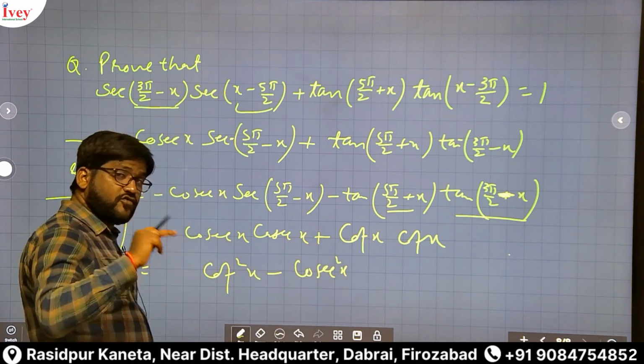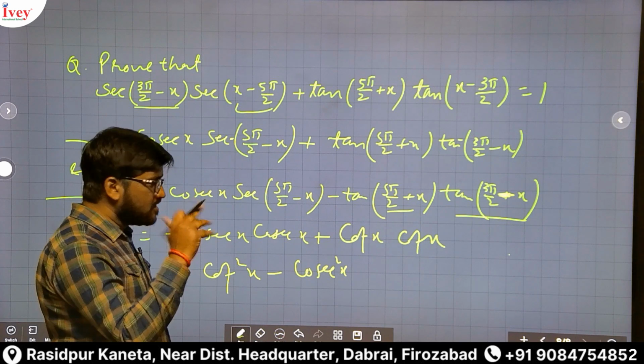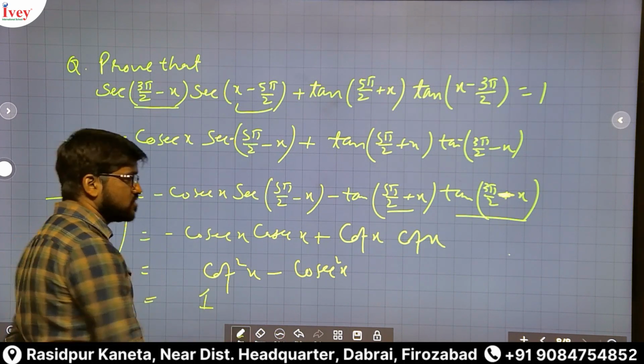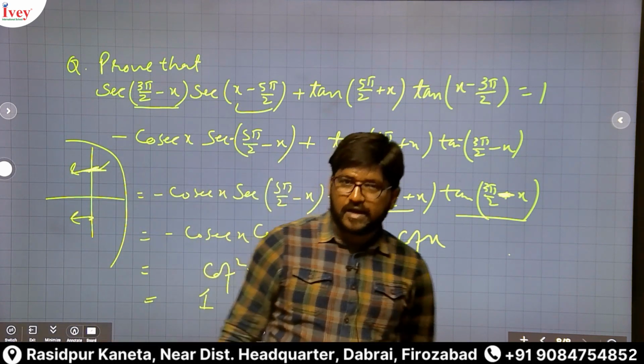Using the identity, which I have already discussed earlier in the video, you will get this is equal to 1, right? So these were the questions based on the allied angle.